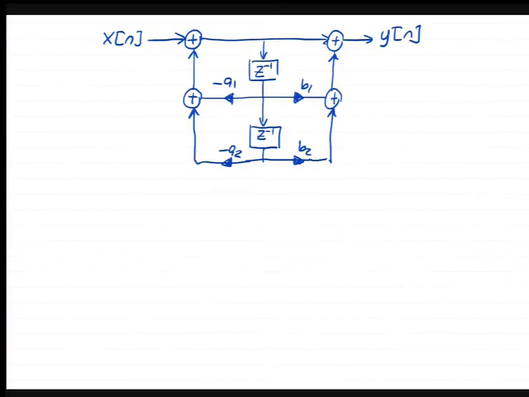I'm going to call this W1 of n, my first state variable, and this W2 of n. So that's step 1. Step 1 is to label outputs of delays as state variables. And basically we've done this for this example.